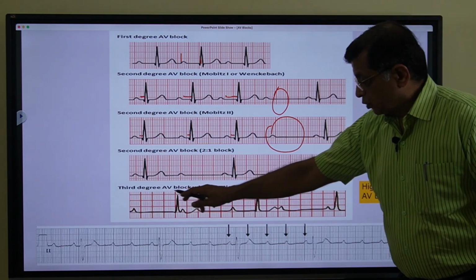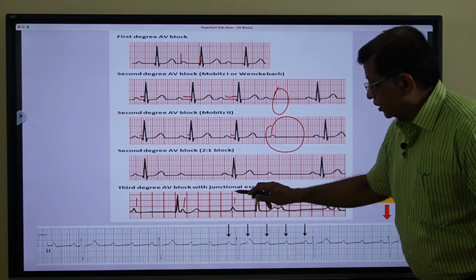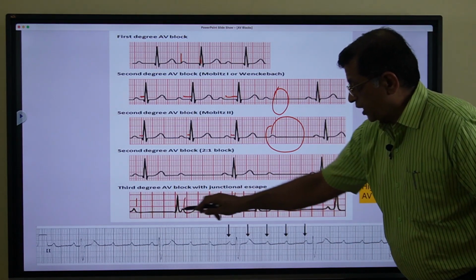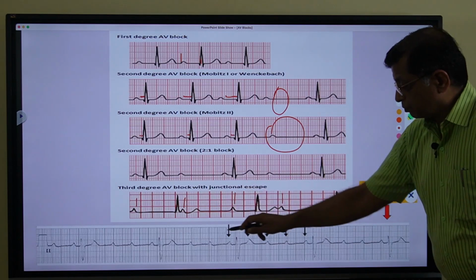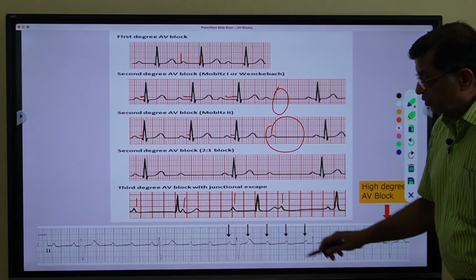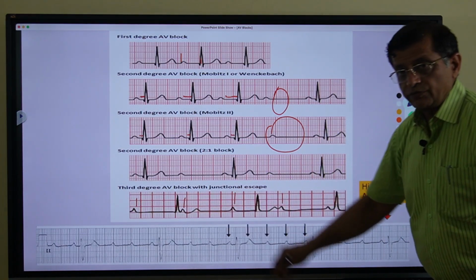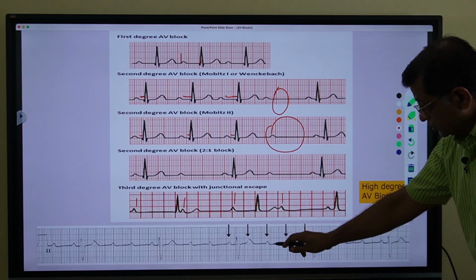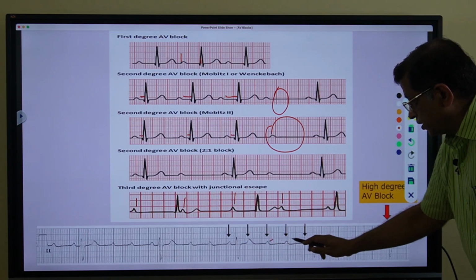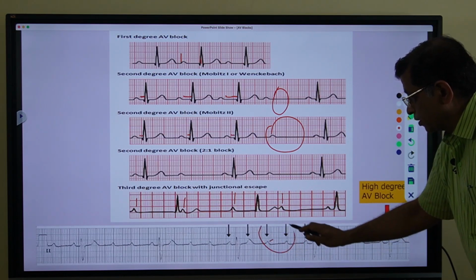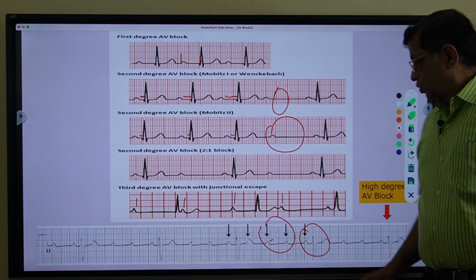And lastly, third degree AV block, where the P waves are coming at regular intervals, but they are not getting conducted to the ventricles. So there is regular P activity, the atrial rate is about 75, and there is regular ventricular activity, QRS complexes, but there is no interconnection between the ventricular activity and the atrial activity. The ventricular rate is about 30 per minute and the atrial rate is about 75 per minute. And lastly, the lowest ECG shows high degree AV block. This P is getting conducted to the ventricle, and then these second and third P waves are not getting conducted, and again this P wave is getting conducted. Such an ECG is called high degree AV block.